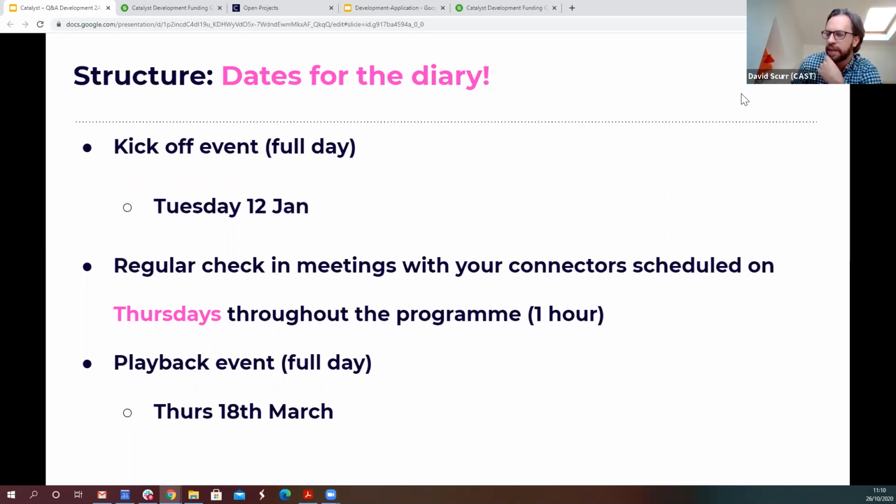We'd have a kickoff event on the 12th of January, and then we would have regular check-ins and catch-ups with connectors, some members of the CAST team, including myself and Debbie, on Thursdays throughout the program for an hour. And we would wrap up the program on the 18th of March through a group playback event over a whole day. So that gives you a bit of a flavor of what to expect if you are successful, of course, in the application process.